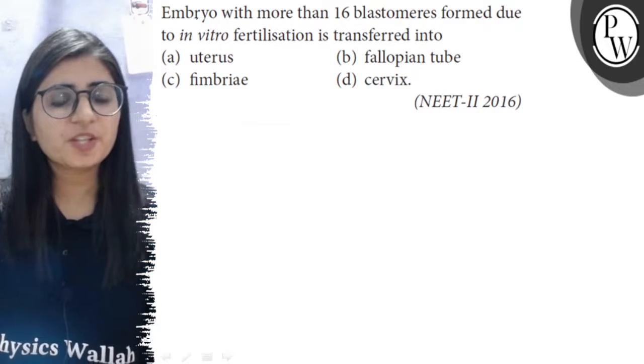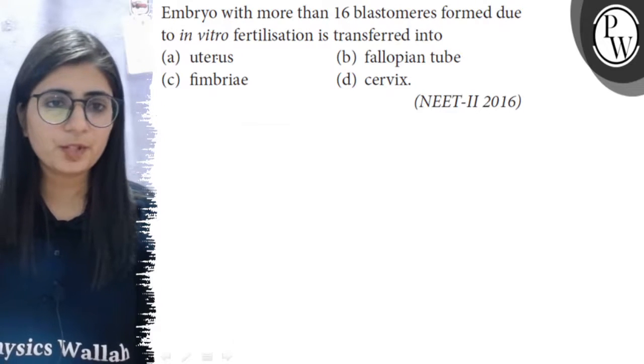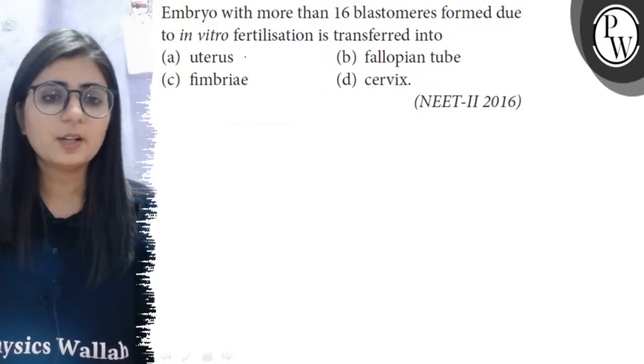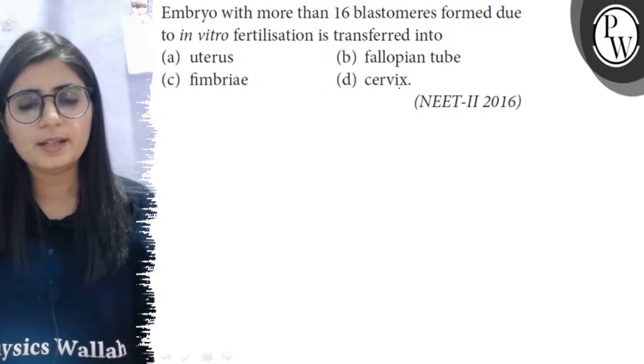Hello bachcho, the question is: an embryo with more than 16 blastomeres, formed due to in vitro fertilization, is transferred into, and the options are A uterus, B fallopian tube, C fimbriae and D cervix.